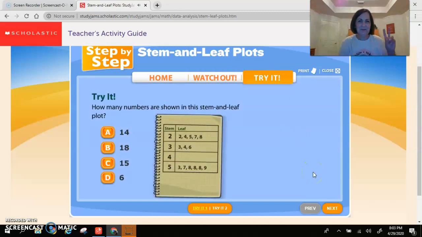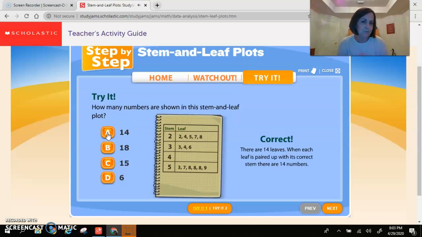How many numbers are on this stem and leaf plot? Okay, so he's just asking how many numbers are on the stem and leaf plot. So we can see that we have the stems: 2 tens, 3 tens, and 5 tens. And how many leaves do we have? 1, 2, 3, 4, 5, 6, 7, 8, 9, 10, 11, 12, 13, 14. So we actually have 14 numbers represented on this plot. A slam dunk. There are 14 leaves, and when each leaf gets paired up with its correct stem, that makes 14 numbers. Good job.